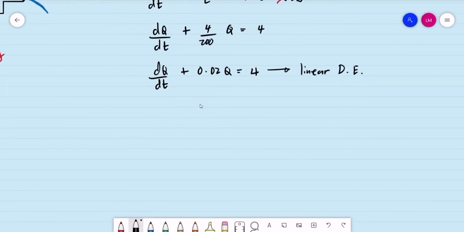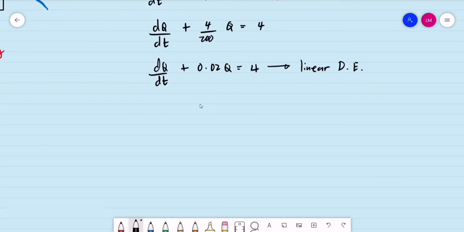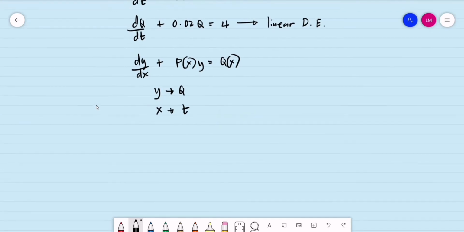So it is already in the standard form. The standard form for a linear differential equation is dy over dx plus p of x multiplied by y is equal to q of x. But again, instead of y, I'll be using Q, that is the amount of salt, and instead of x, I'll be using t, since this is with respect to time.